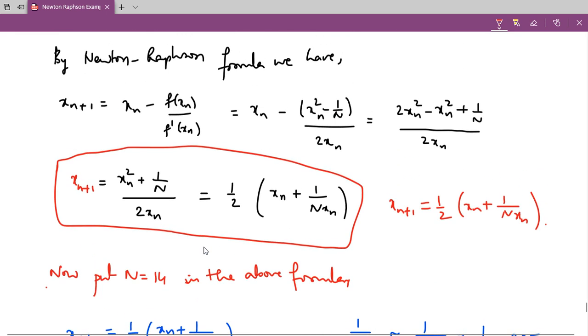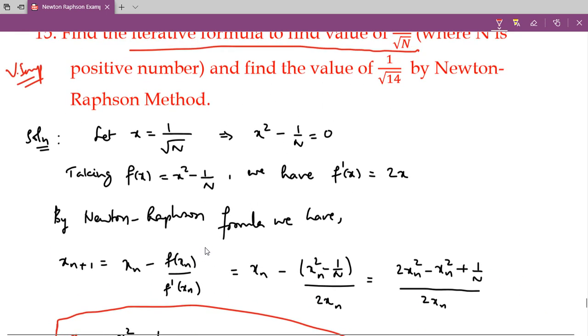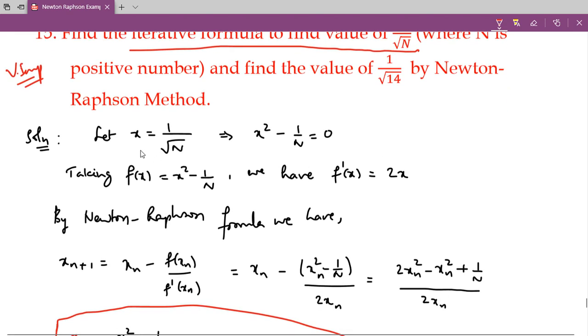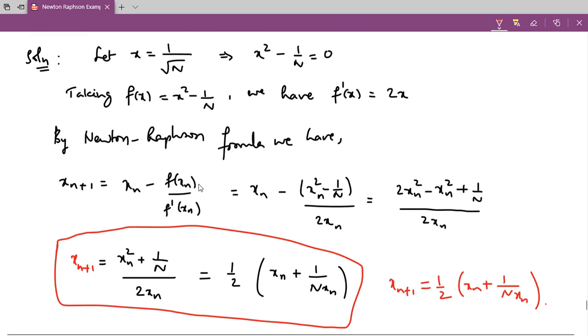See what we have done in the last problem. The problem was to find the iterative formula to find the value of 1 by root n, and to find the value of 1 by root 14. We assumed x equal to 1 by root n, then x² − 1/n = 0. Taking f(x) as x² − 1/n, we have f'(x) = 2x. By the Newton-Raphson formula, substituting f(xn) and f'(xn), we get 1/2 (xn + 1/(n xn)).